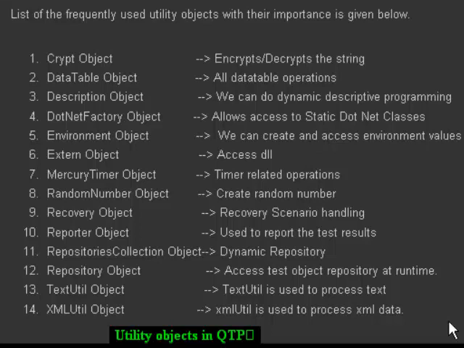The Recovery object is used to get the recovery scenarios related functionalities. For example, you can attach the recovery scenarios at runtime to the QTP test, or you can remove the recovery scenario or deactivate recovery scenarios in QTP using the Recovery object. Then you can also use the Reporter object to report the events to the QTP test results.